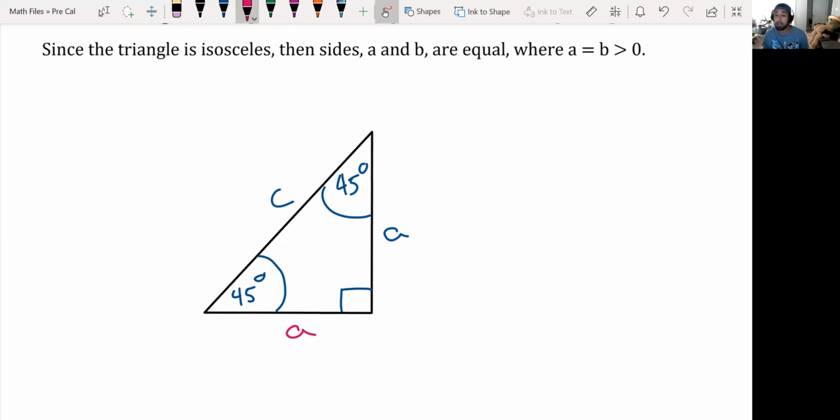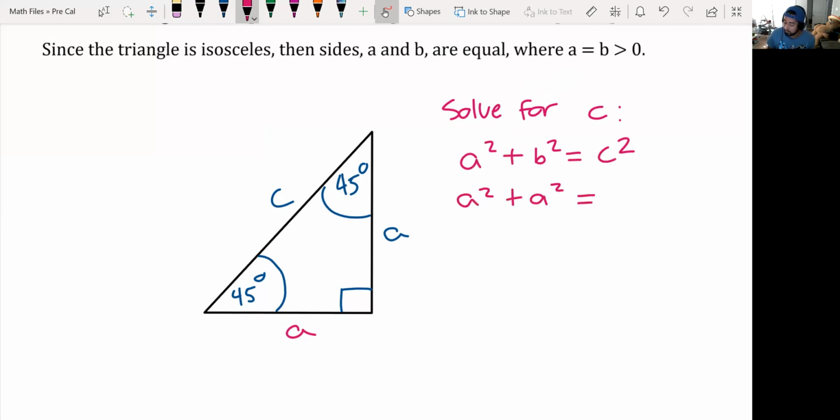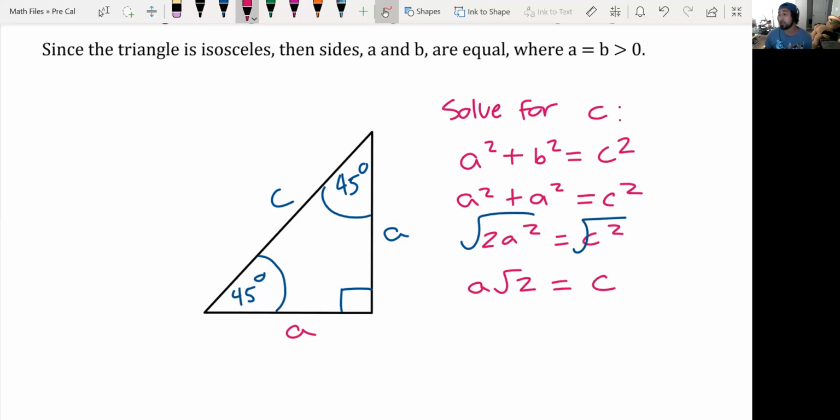This becomes A. Okay, so now, in order to prove where those coordinates come from, we need to get C all in terms of A. And the way we're going to do that is by using the Pythagorean theorem. We're going to solve for C. And we know that by Pythagorean theorem, it's A squared plus B squared equals C squared, but since this is an isosceles, this just becomes A squared plus A squared equal to C squared, which then becomes 2A squared equal to C squared, which then we square root. And then this just becomes A square root 2 equal to C.